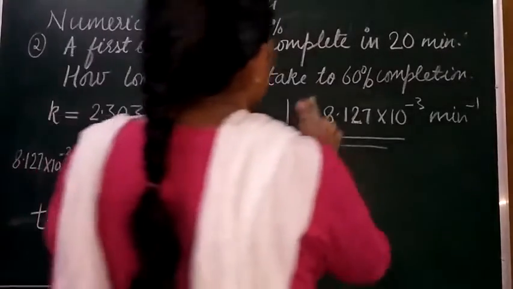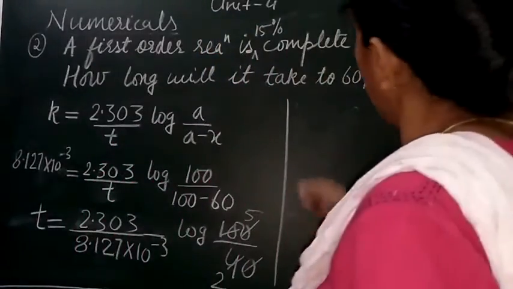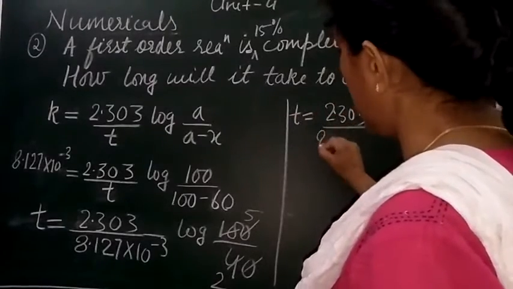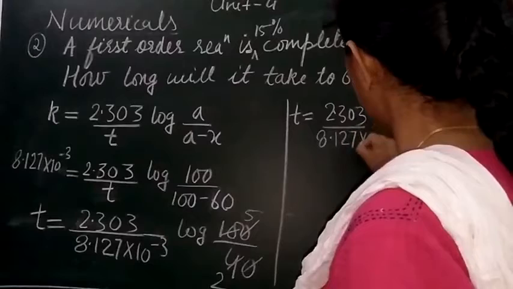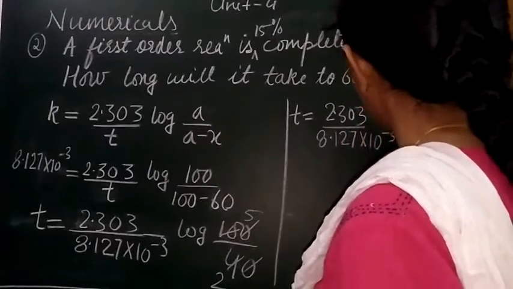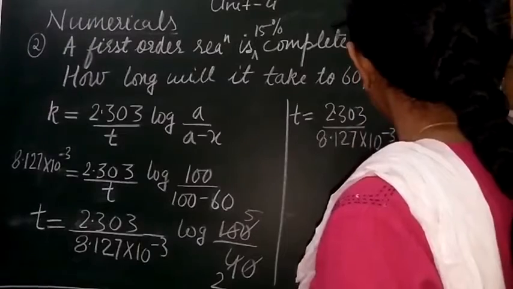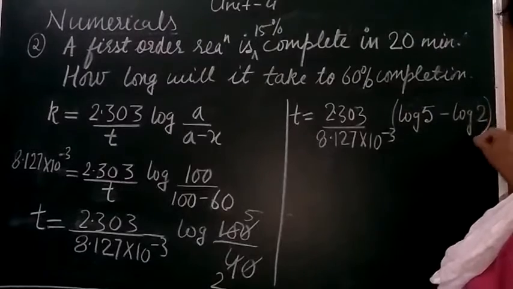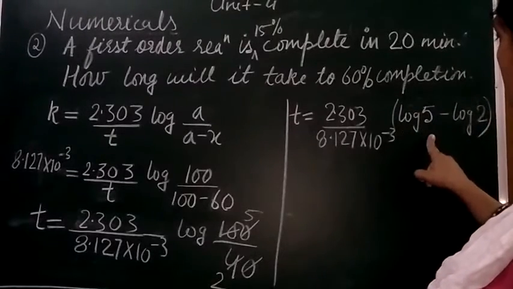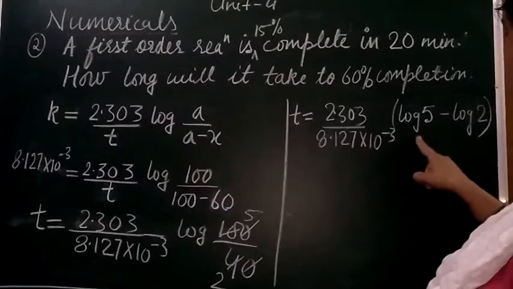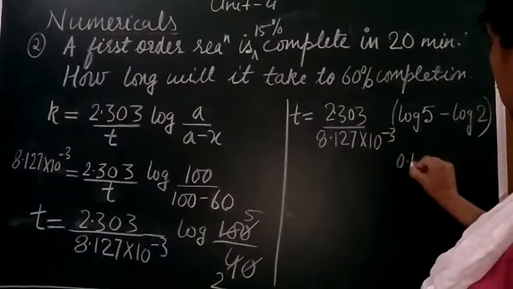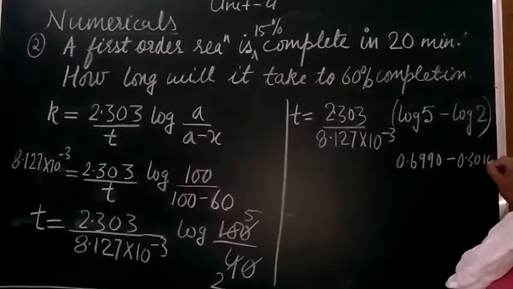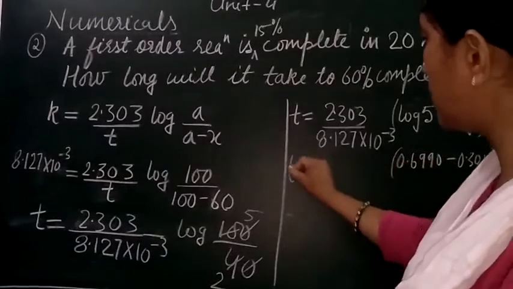Here you will get t equals 2.303 upon 8.127 into 10 raised to power minus 3, into log 5 minus log 2. Students, what is the value of log 5? 0.6990, and that of log 2 is 0.3010.